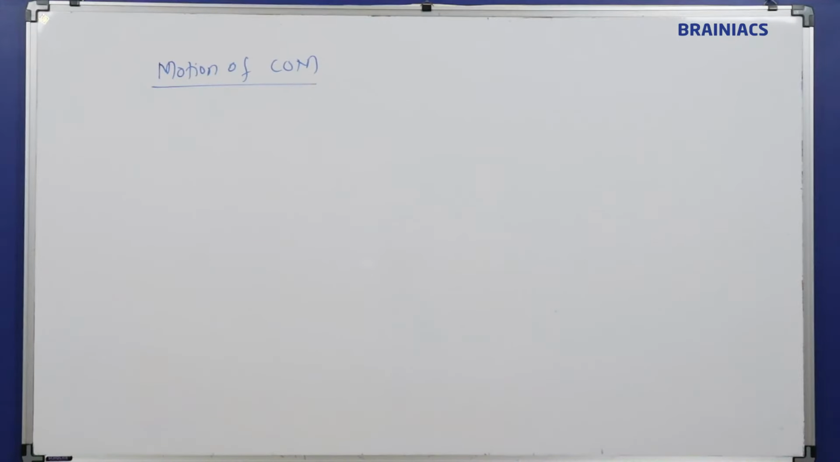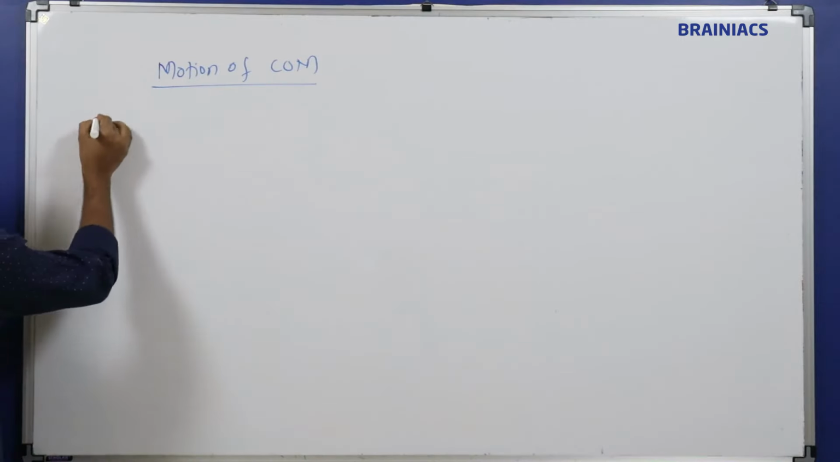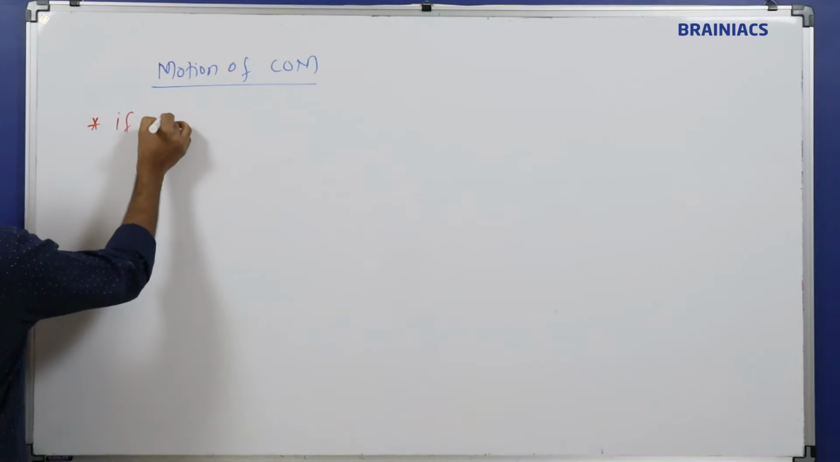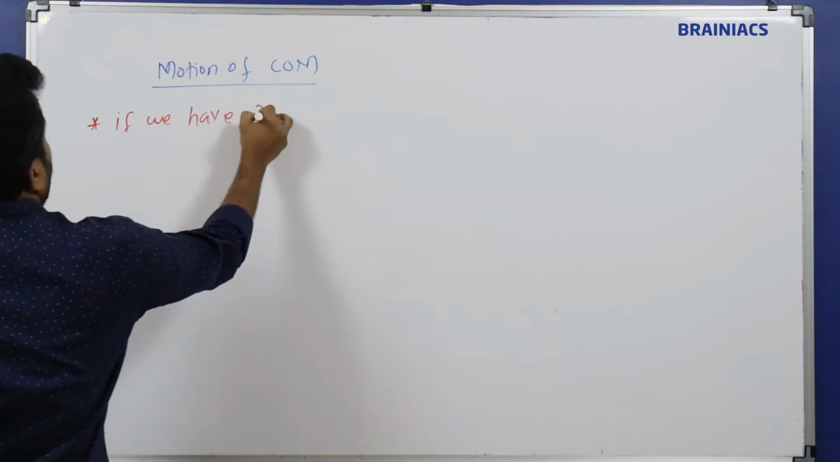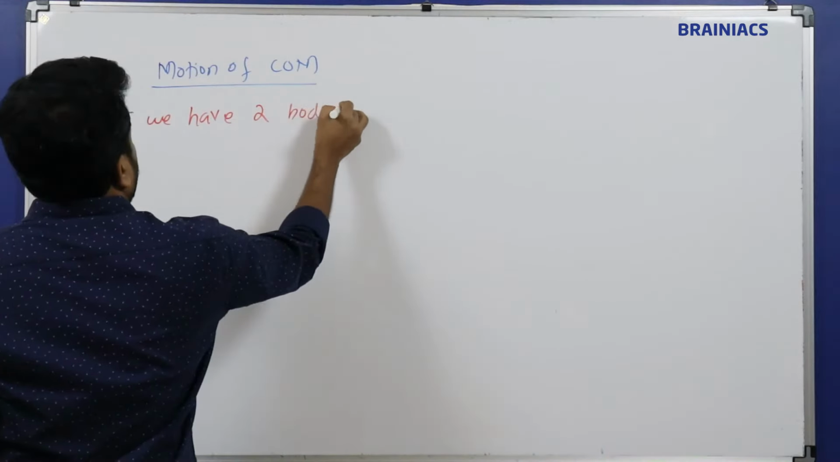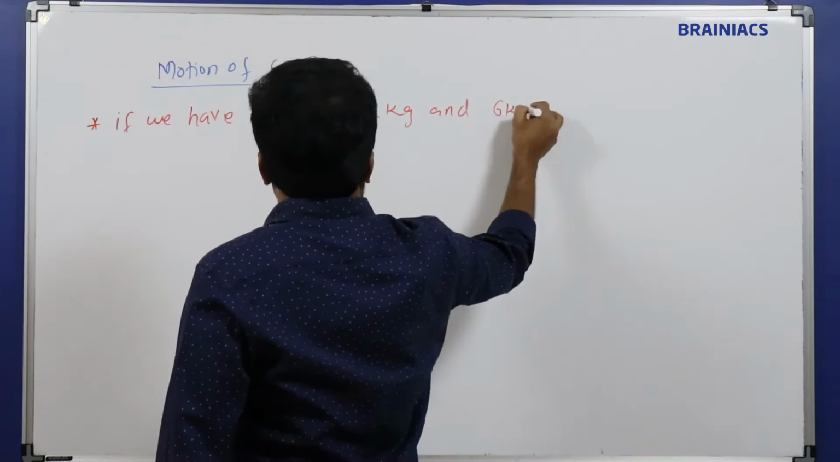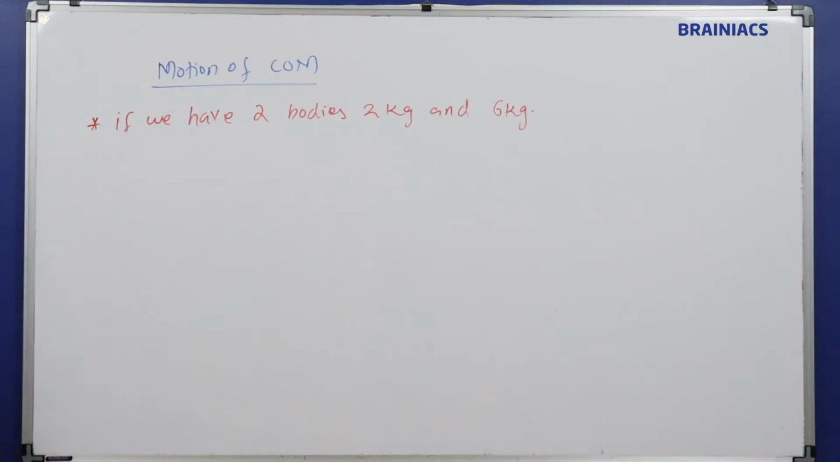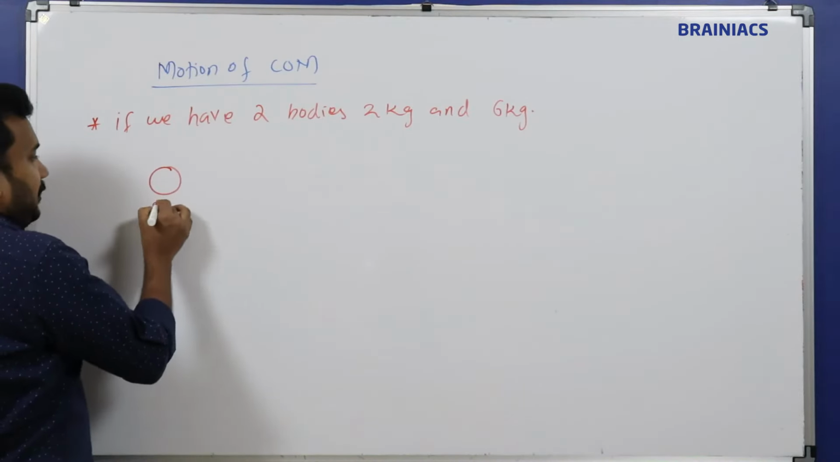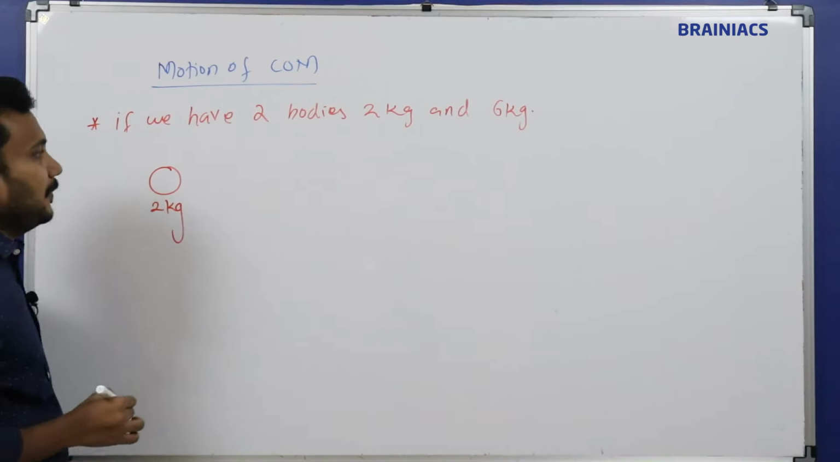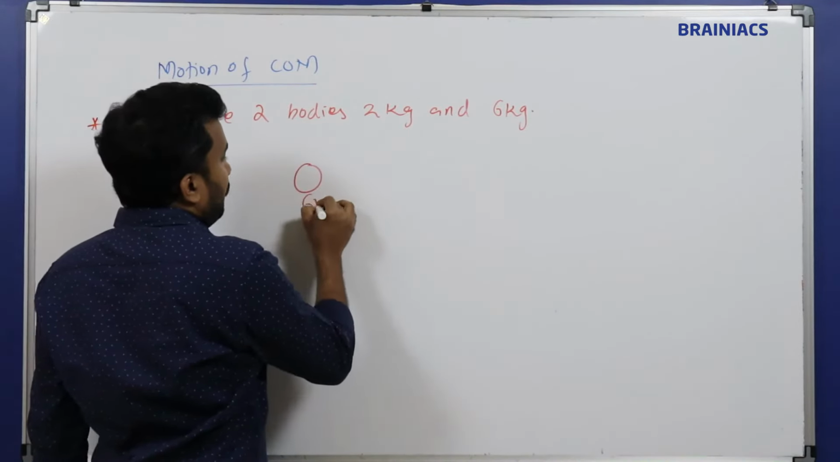Okay, fine. Let's have a question. If we have two bodies, 2 kilogram and 6 kilogram. We have a 2 kilogram and a 6 kilogram body. The diagram is showing the 2 kilogram and the 6 kilogram, so two bodies will be here.